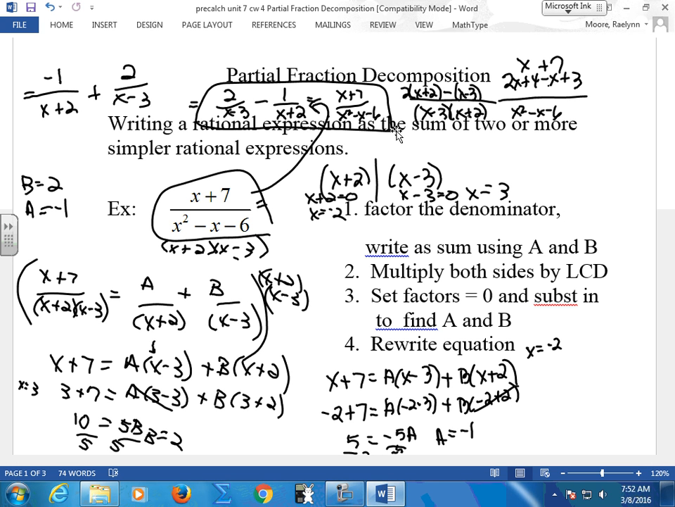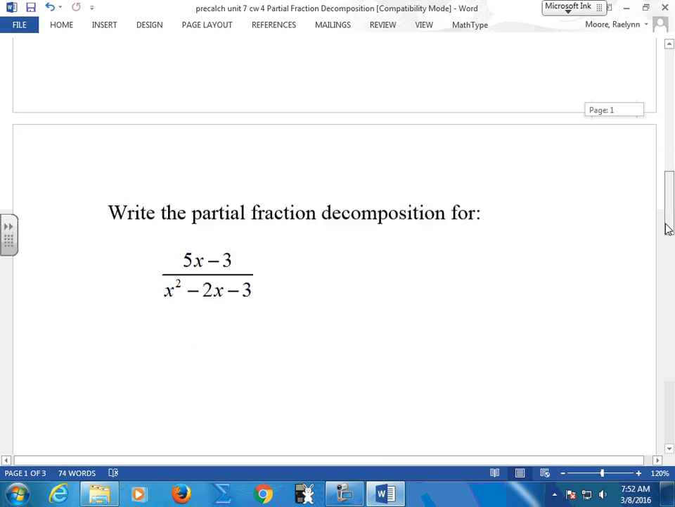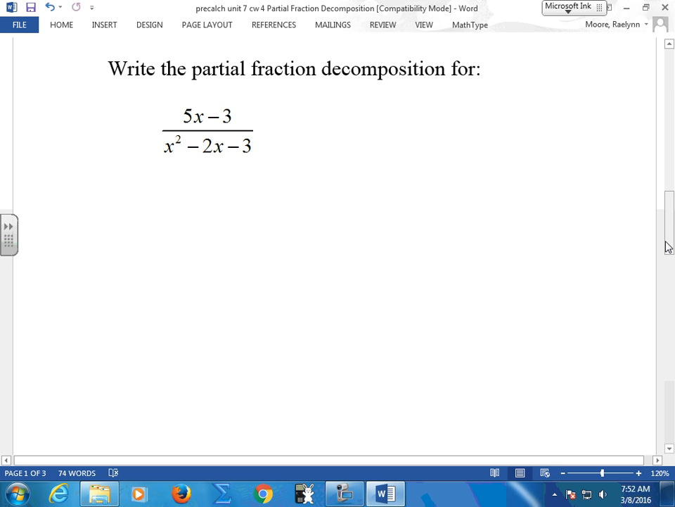Not bad, right? Okay, ready for another one? We'll try another one. You panicked because you saw the word fraction, but it really wasn't that bad. Okay, again, start with factoring. You factor this, what does this factor into?